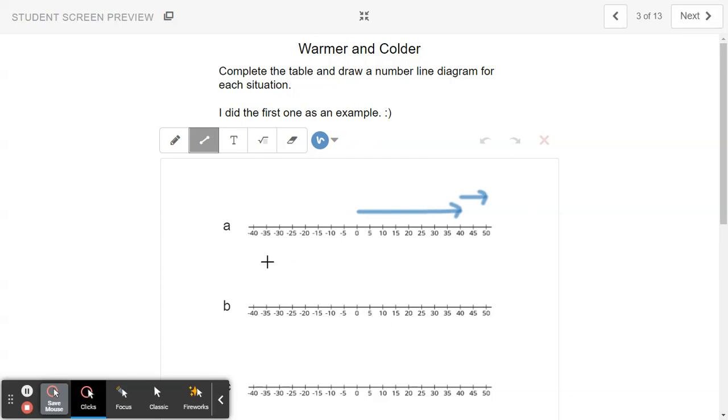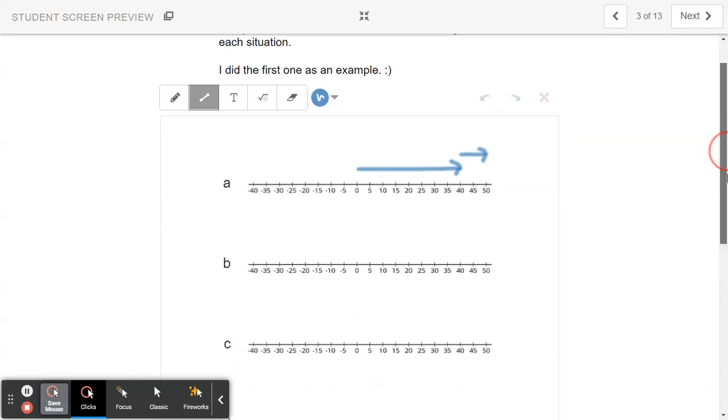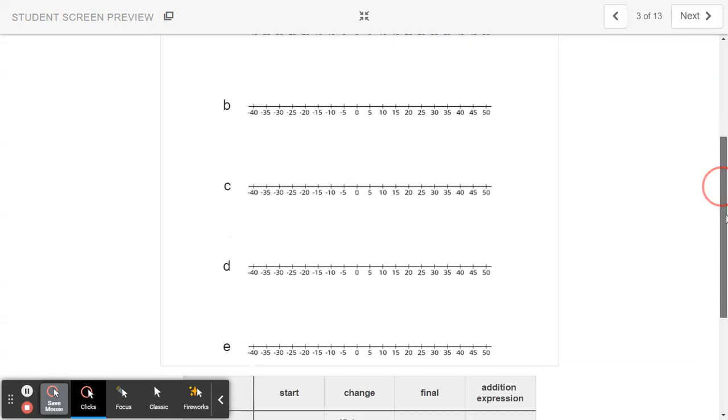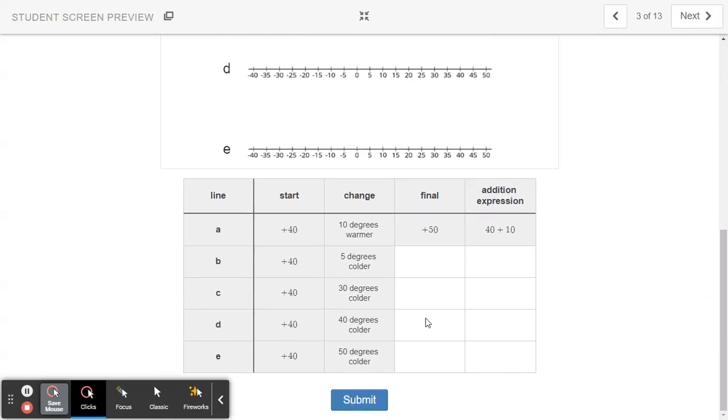I'm noticing the negatives are down here. The positives are over here. I'm also noticing all these number lines are the same, meaning they're starting at -40. They end with +50, and they're all going up by 5, right? So 40, 35, 30, 25, 20, 15. So each little line on these number lines means 5. It's important to know.